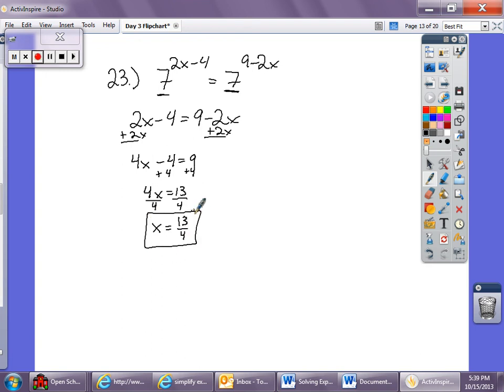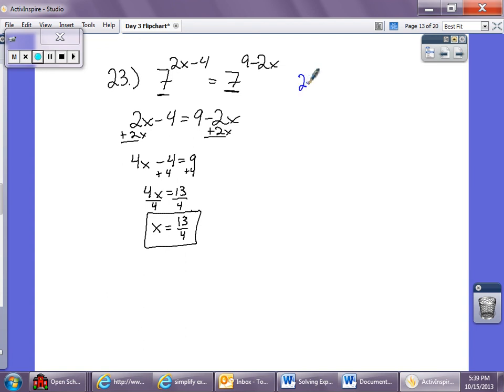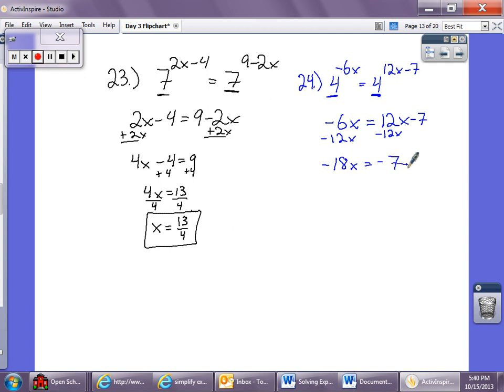And then with 24, we have 4 to the negative 6x equals 4 to the 12x minus 7. Bases are the same, so once we have same bases, we can set these equal to each other. Negative 6x equals 12x minus 7. To solve this, we want to get the x's by themselves, so we do minus 12x, minus 12x. So I have negative 18x equals negative 7. Divide by negative 18. x equals 7 divided by 18.